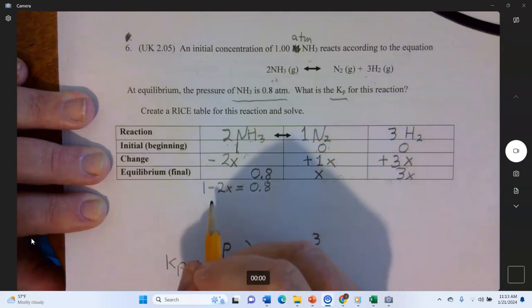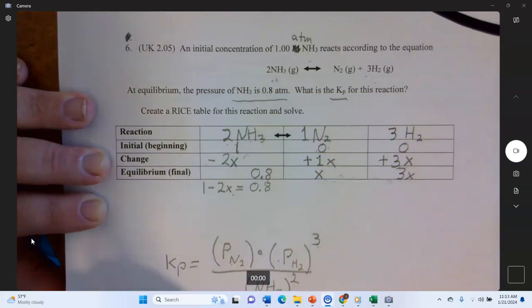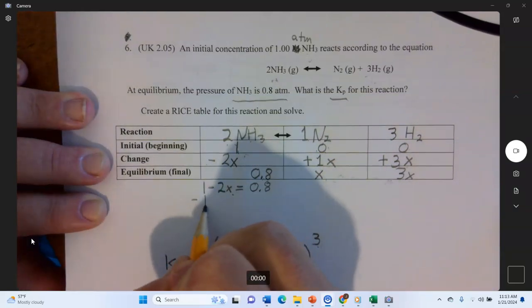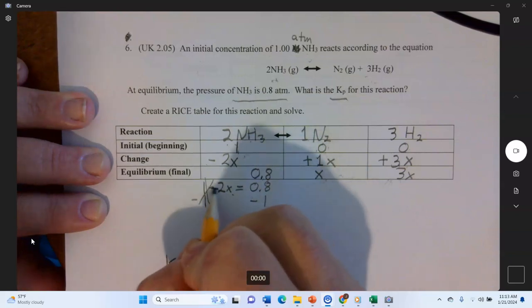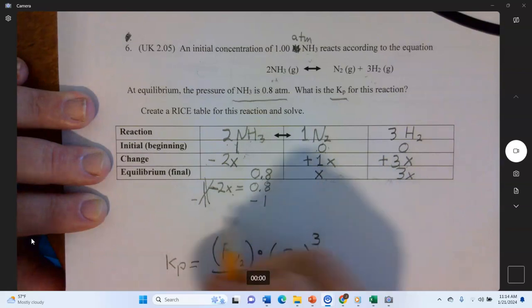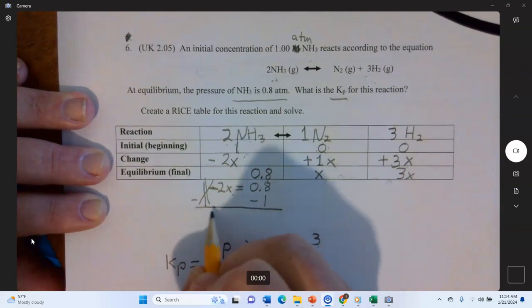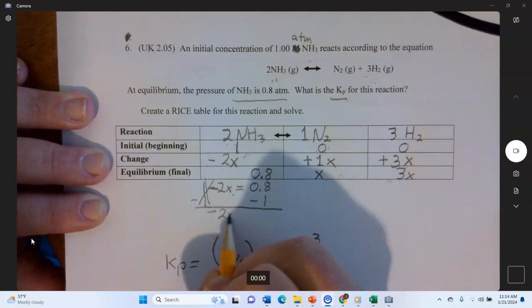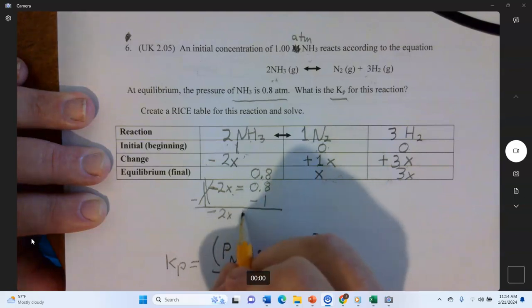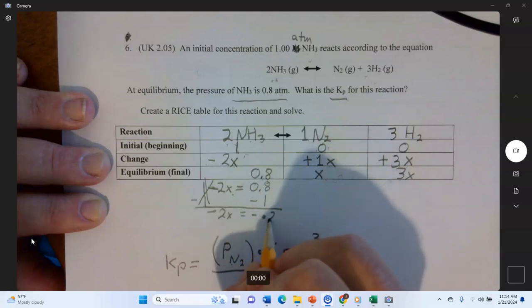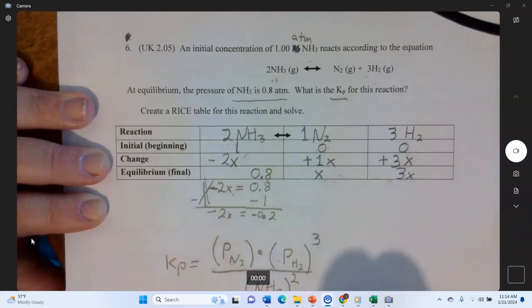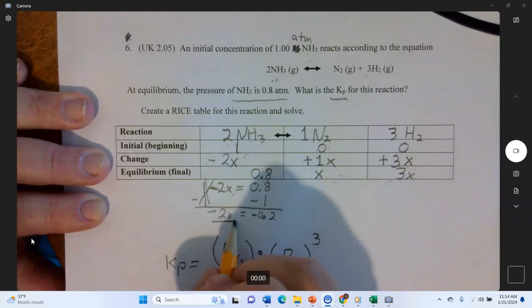Okay, so now what we're going to do is solve for x. This is basic algebra. Minus 1 and minus 1. This goes away. The minus sign doesn't, sorry. And that's going to give you negative 2x, and 0.8 minus 1 is negative 0.2, okay?